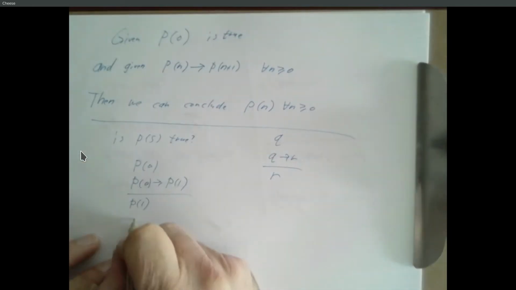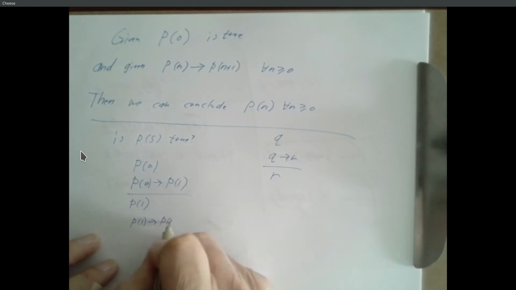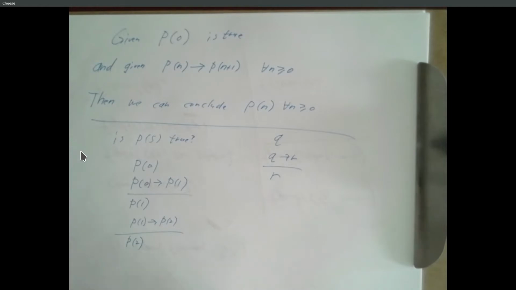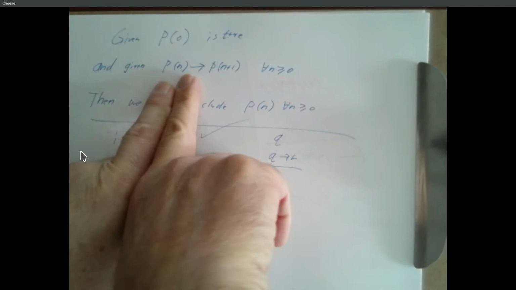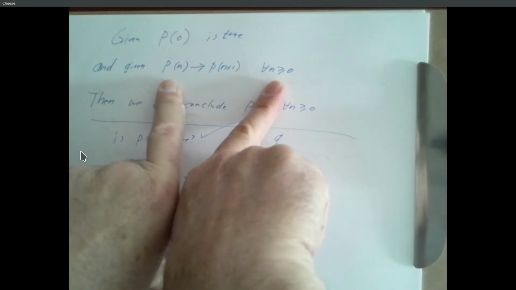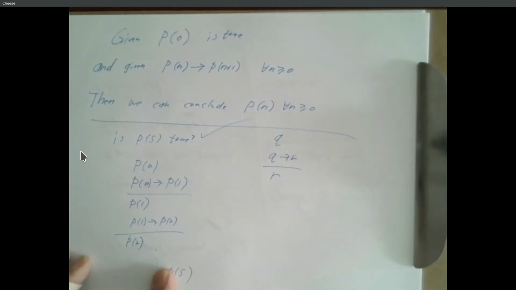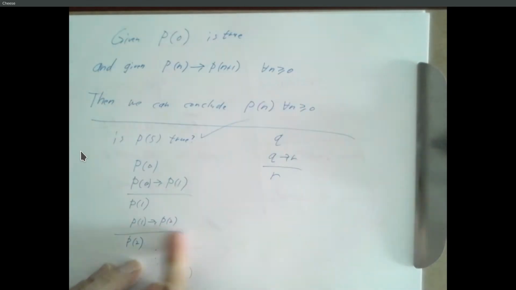Well, we're given that if P of 1 is true, then P of 2 is true. And so direct reasoning again gets us P of 2. And we keep doing this until we get to P of 5, and then we say, yes, P of 5 is true. Right? So we don't need induction to prove P of any particular n bigger than or equal to 0. The only thing induction is doing is it's letting us do this formally. It's letting us say if n is any number bigger than or equal to 0, we can follow this chain of reasoning and eventually get to concluding that P of n is true.